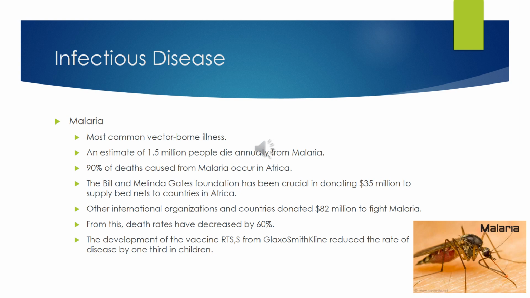The Bill and Melinda Gates Foundation has been crucial in donating $35 million to supply bed nets to countries in Africa. Other international organizations and countries donated $82 million to fight malaria. From these two, death rates have decreased by 60%, which is very substantial. The development of vaccine RTS,S by GlaxoSmithKline reduced the rate of disease by 1/3 in children.